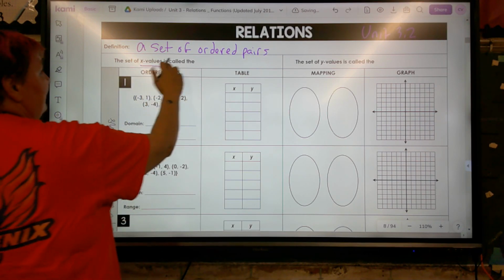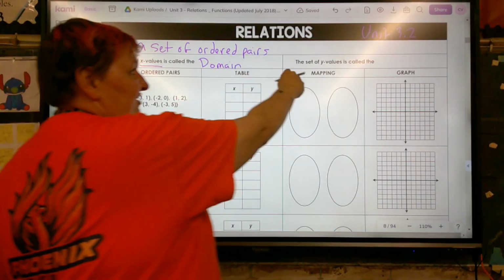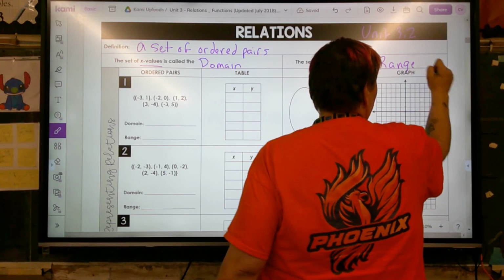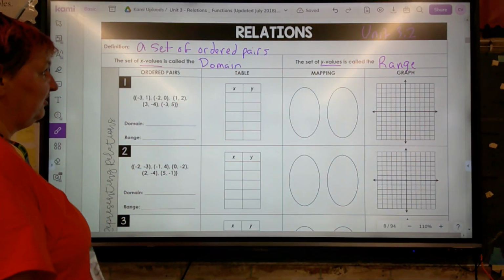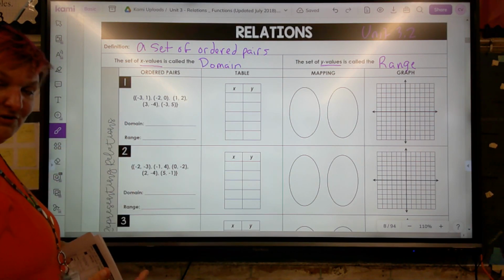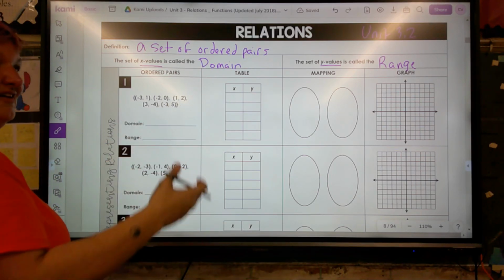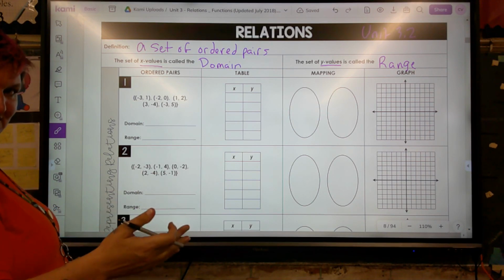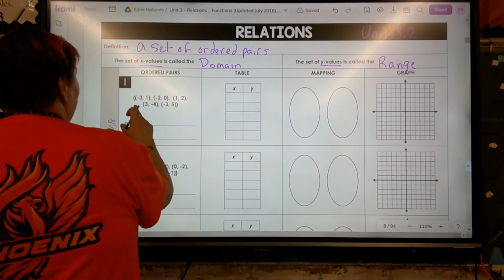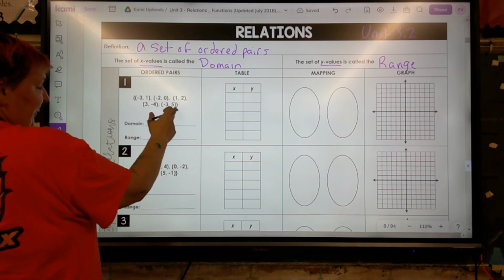The set of x values is called the domain. And the set of y values is called the range. I'm sure you've had to hear the words domain and range before. The x values, the ones on the left, are your domain. The y values, the set on the right, is your range. Domain and range. X and y. Right? So, this one gives you the information in the set of relations, just a set of ordered pairs.